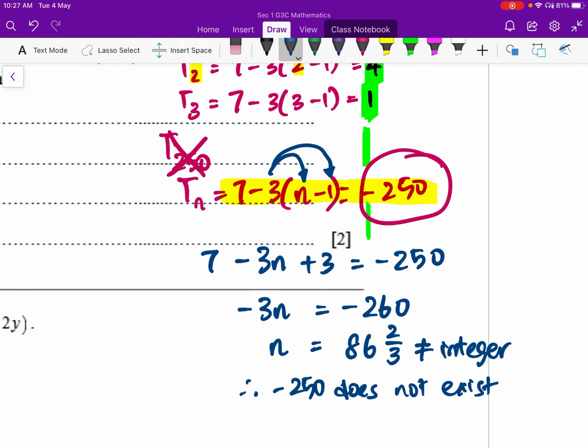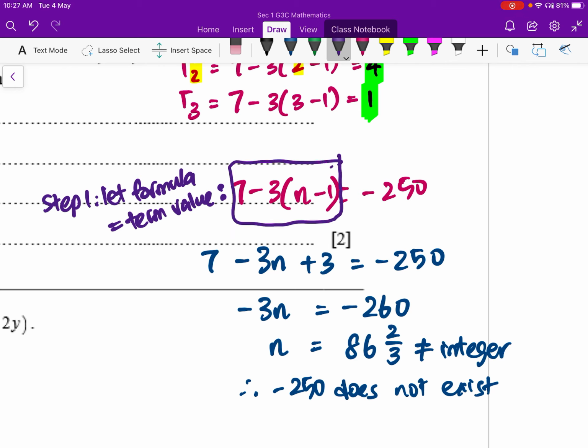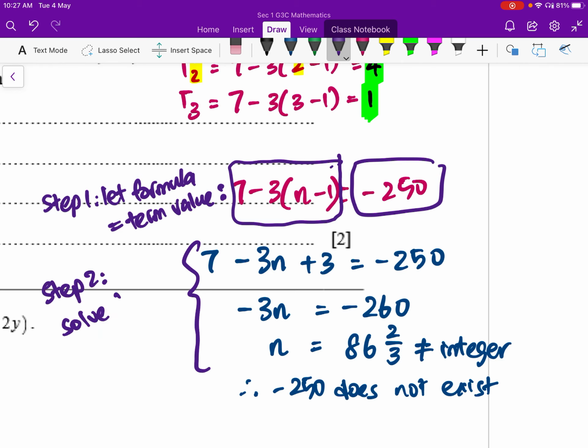Every time you see this type of question, all you need to do is to follow these steps. Step number 1: let the formula equal the term value. Okay, this is the formula it is given to you. And what is the value they want you to check? Negative 250. Let the formula be equal to the term value. Next portion is step 2. Step 2: solve for n, which you did. Solve for n already.